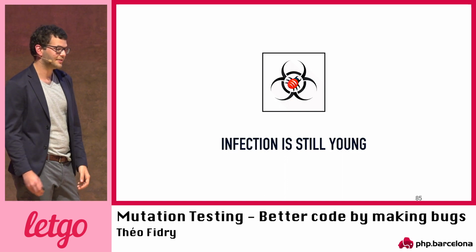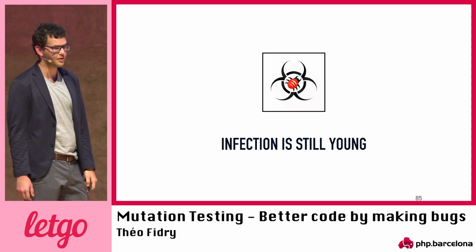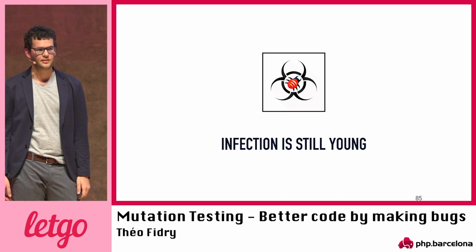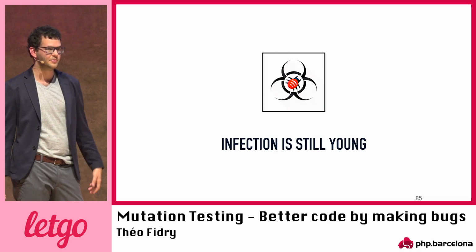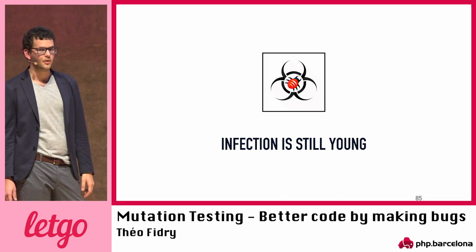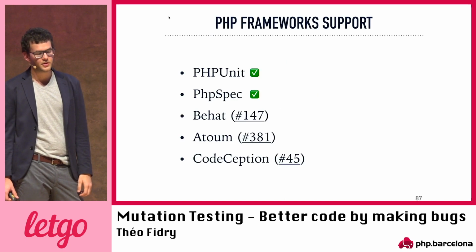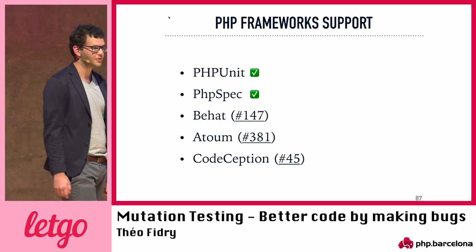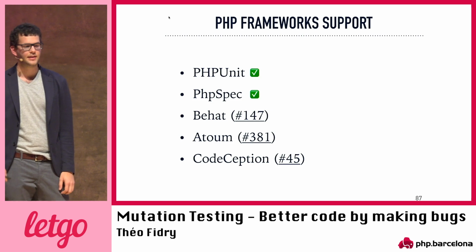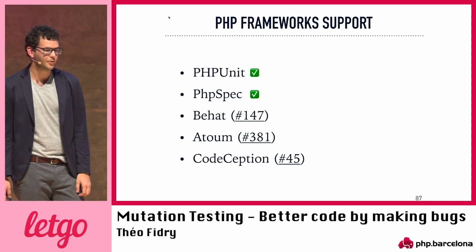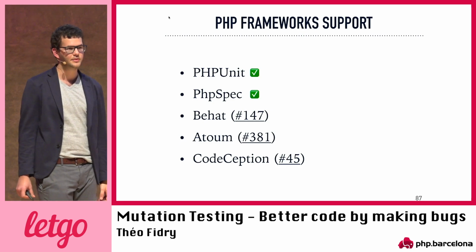Now, Infection is still quite young. The project is 2 years old now, which in open source is super, super young. There are still quite a lot of things that could be added, more optimizations that could be done, or ways to make it easier to use. Some of the work that could be done is, for example, support for different testing frameworks. Right now, it only supports PHPUnit and PHPSpec. And it would be nice to have at least Behat, Atoum, and Codeception, at least the most popular ones.